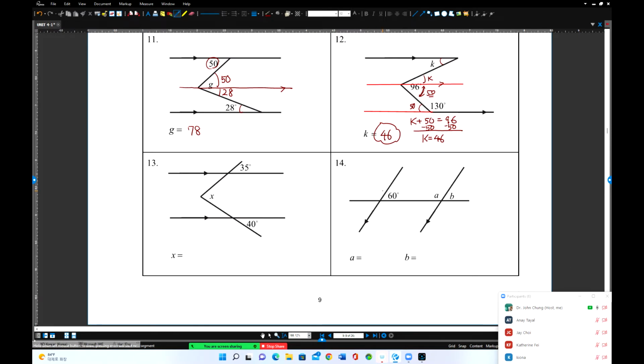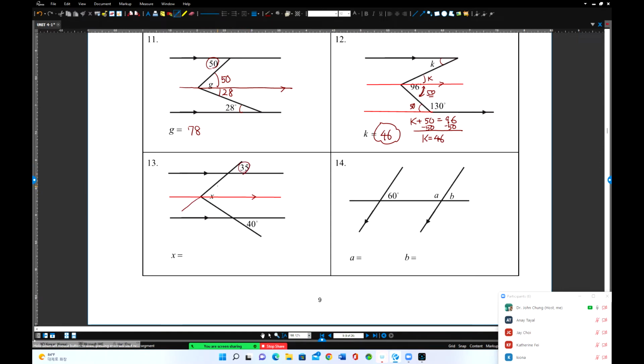Alright, move on to number 13. Also, you can use an additional line to make it easy. This additional line should be parallel to the other line. Okay? This is parallel. Now you can apply this as a kind of transversal, right?